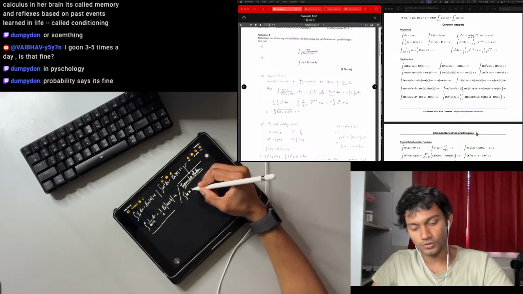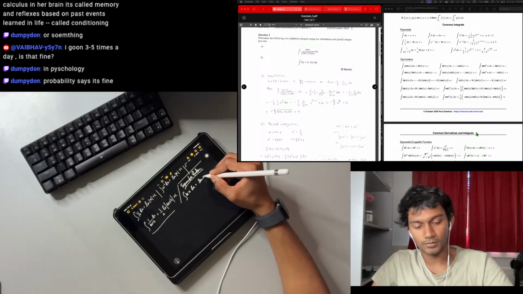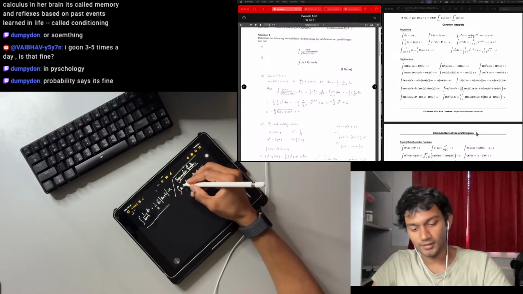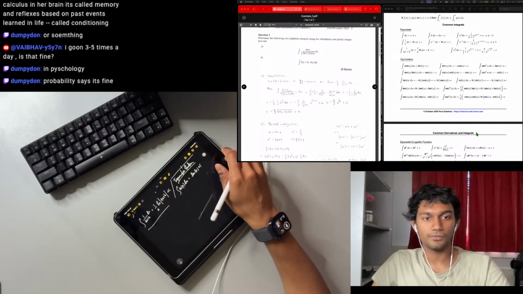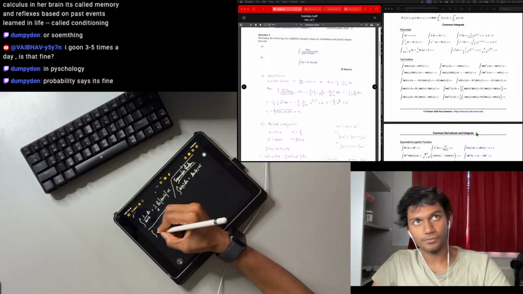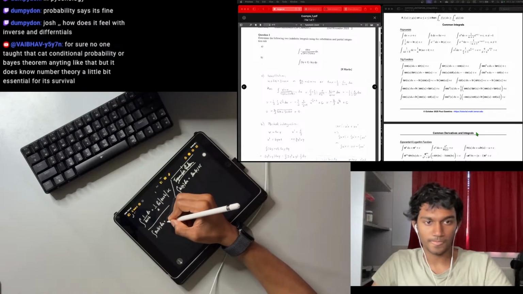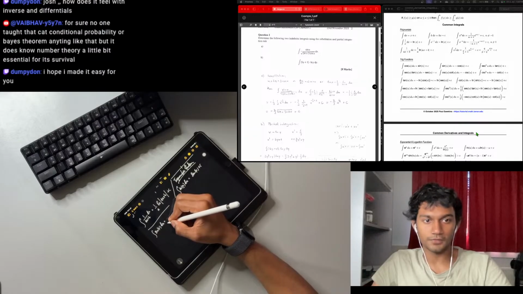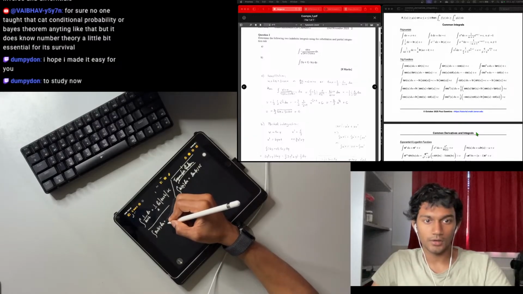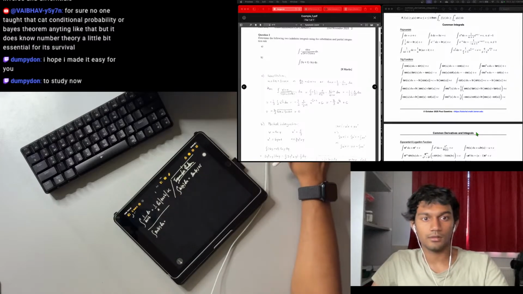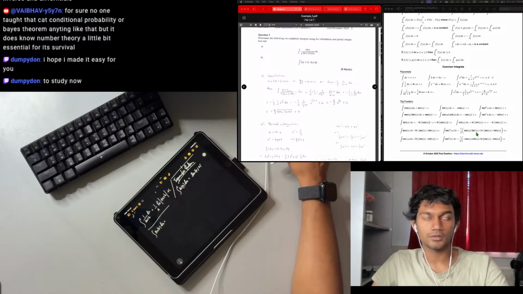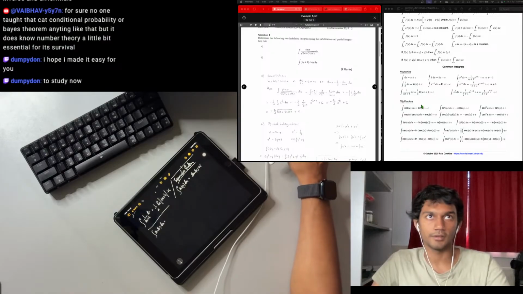Integral of cos u du equals sine u plus c. Integral of sine u du. Though, just how does it feel with inverse and differentials? I should say, integrals and differentials go with each other. Like they're almost the same.